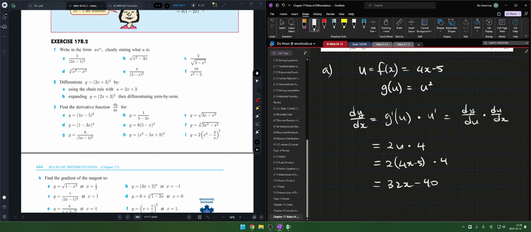Once again, it's important that we identify what is f of x, and what is u, f of x, and also what is g of u. I think it's always easier if you try to identify what's inside the bracket first. It's always a rule.